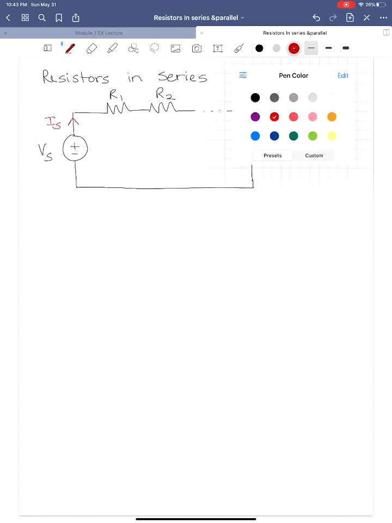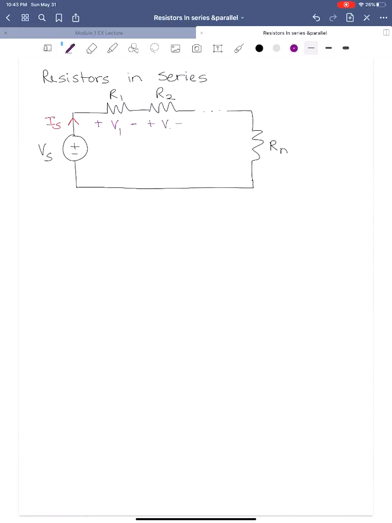So as a result, when the current flows through each one of these resistors, it'll create a voltage drop with this polarity such that the passive sign convention will hold. I'm going to call that V1, this one V2, all the way out to V sub N, the nth voltage drop across the nth resistor.